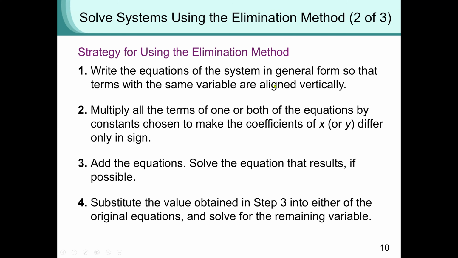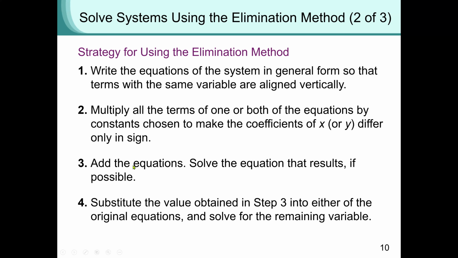We write the equations of the system in general form so that the terms with the same variables will be aligned vertically. Again, we shall see an example of what we mean by this. Then next, we multiply all the terms of one or both of the equations by constants chosen to make the coefficients of x or y differ only in sign. What we mean here is that we multiply the first equation or the second equation by any constant value so that, for example, if the first equation has 2x, then the second equation should have -2x, so that when we combine them, they will cancel each other.